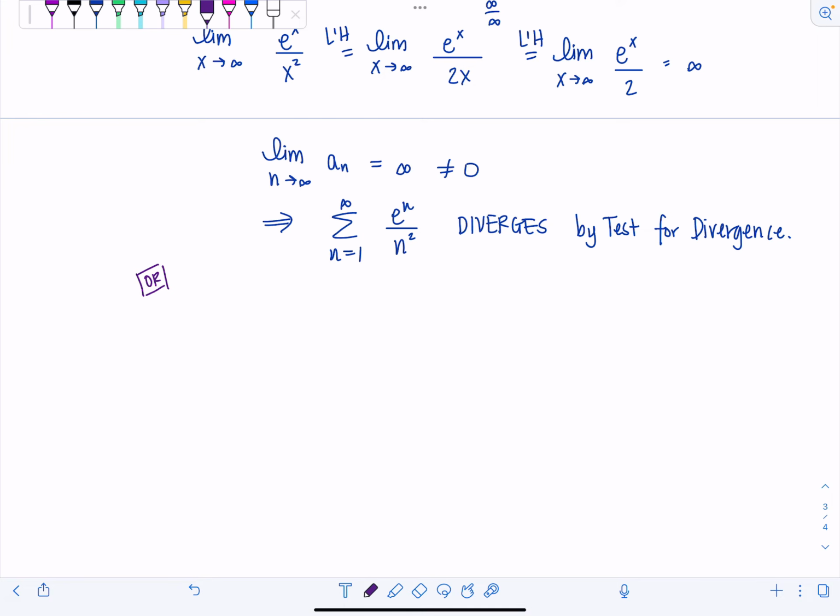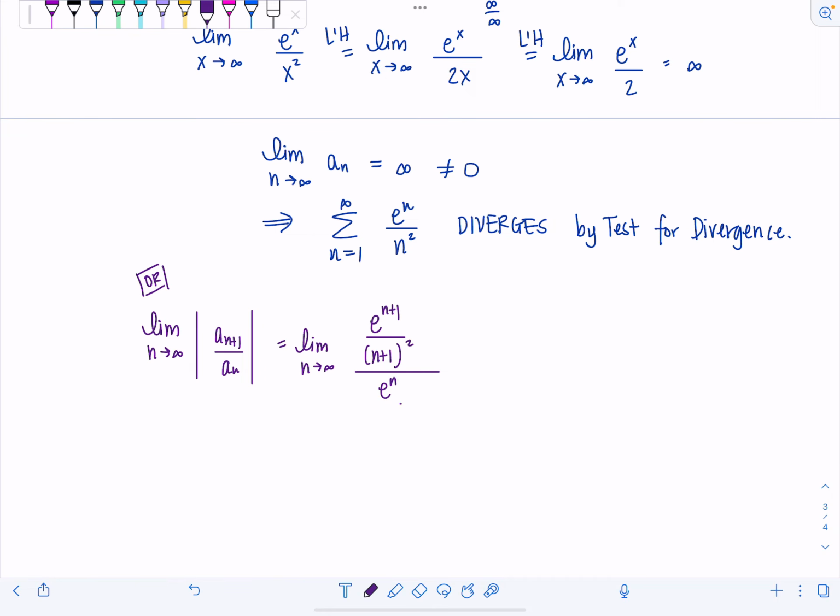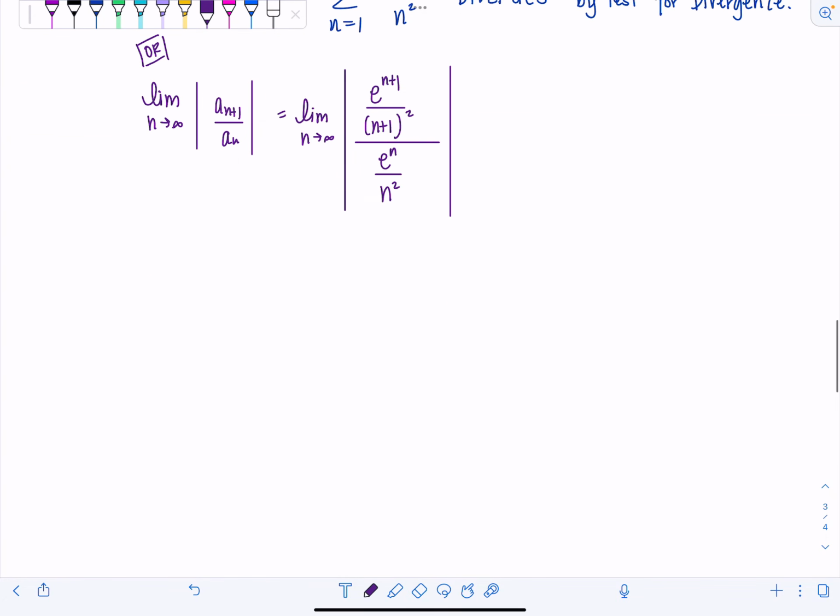So if you instead want to look at the limit as n approaches infinity of the absolute value of a sub n plus 1 over a sub n, a sub n plus 1 would be e to the n plus 1 over n plus 1 squared, over a sub n, which is e to the n over n squared. You have the absolute value of all of this. Nothing's going to be negative in there, so I'm not going to keep the absolute value bars anymore. So we've got the limit as n goes to infinity.